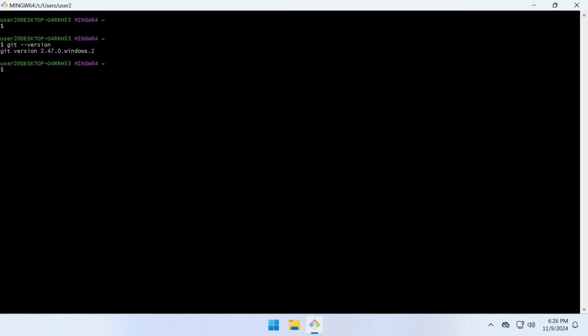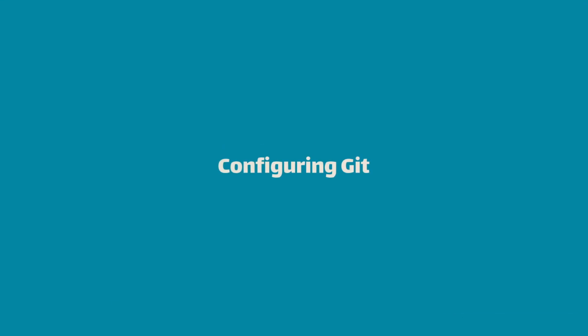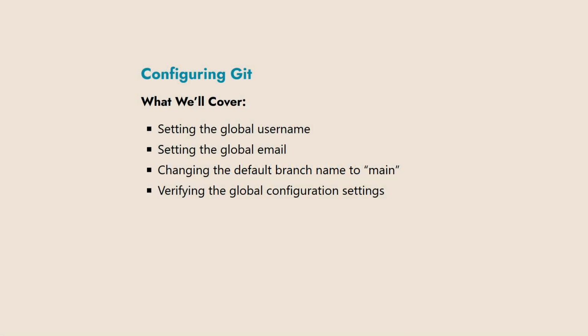All right, we've successfully installed Git, but we need to do some configuration before committing to any repository. What we need to do is set the username and email. We'll also change the name of the default branch. By default, it's called master, but we'll change it to main.